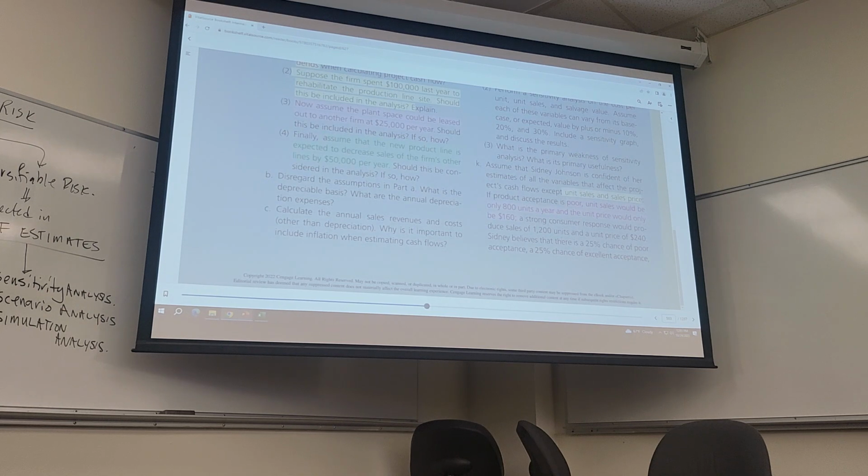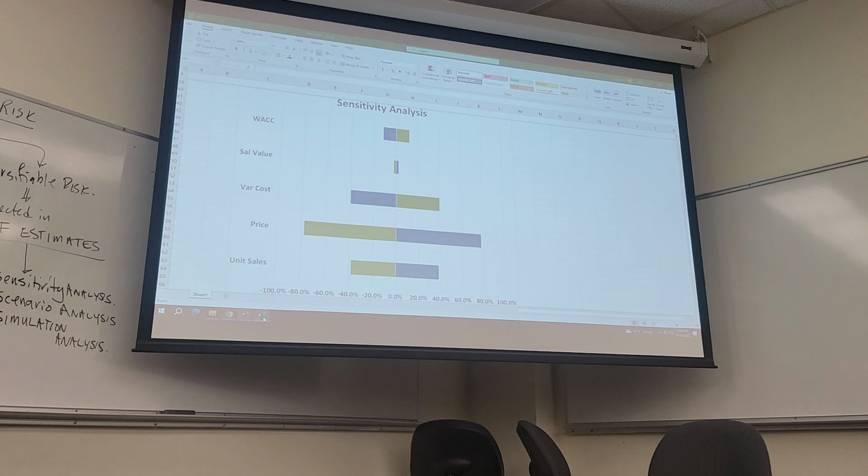Let's keep track of this real quick. Let's keep this over here. So scenario: poor acceptance. We're saying that price per unit will only be 160 a unit, and that the quantity sold will be 800. So what we're going to do is leave all the original inputs, change those two things right there, and get our NPV.